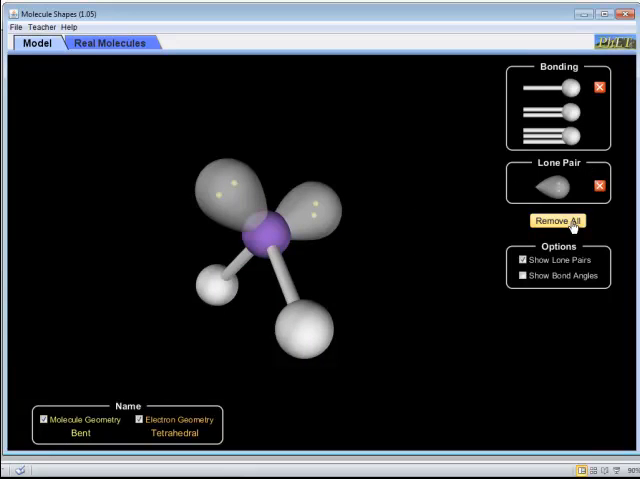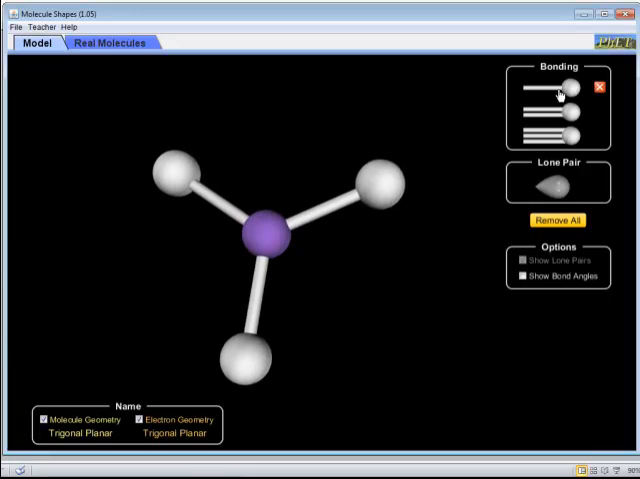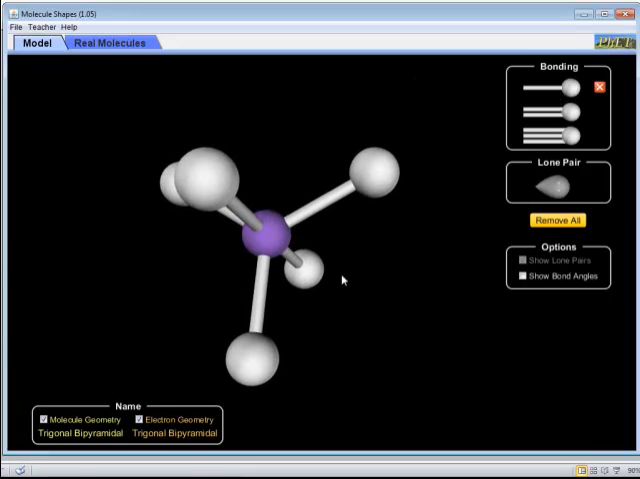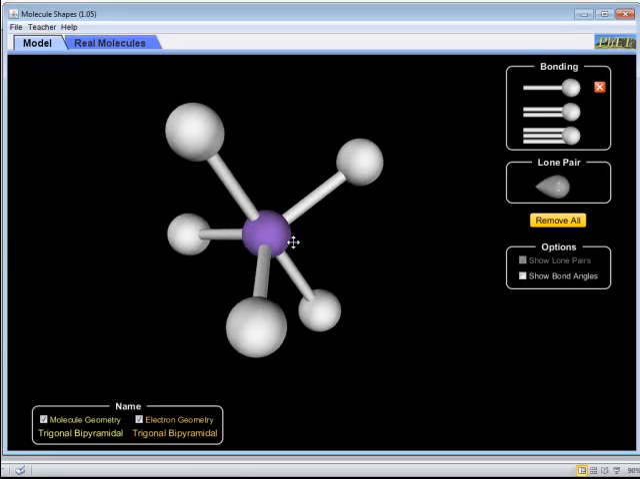So let's continue with that, and now we add 5. 1, 2, 3, 4, 5. Now you can see those 3 on the equilateral triangle plane, and those 2 are going perpendicular to it. This maintains 2 bond angles: this is 120 and this is 90. This is called trigonal bipyramid.